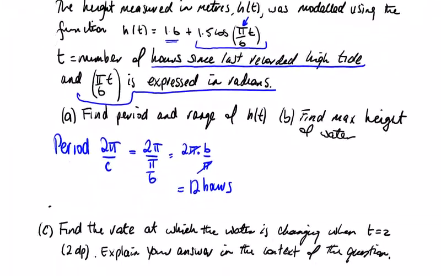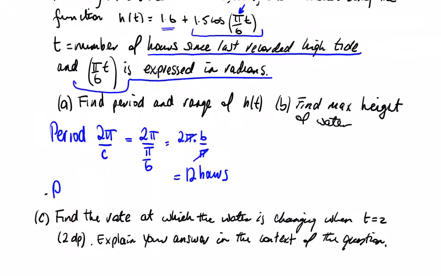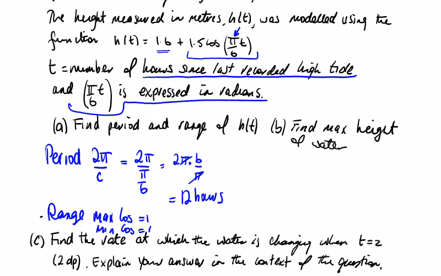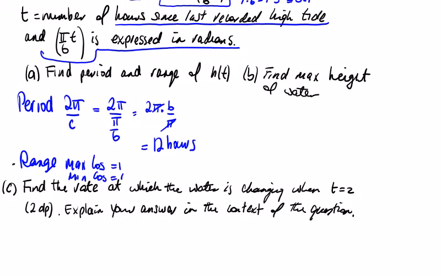My range, well, the range of values that this could be is my max and min values of cos, which you've seen loads of times at this point. So max cos equals 1. My minimum cos is equal to minus 1. So I'm going to have 1.6 plus 1.5 and 1.6 minus 1.5. So the max is 3.1 and the min is 0.1. So that's my range. So range is written in square brackets. It goes from 0.1 to 3.1.